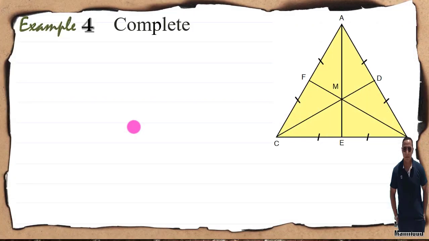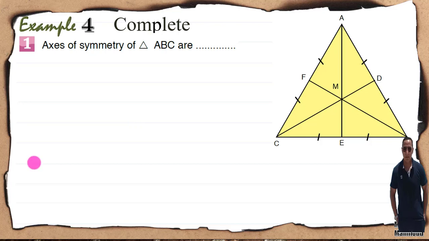Okay, another example. Here in example 4, this example is in the school book. Number 1: here we have ABC, an equilateral triangle. Here is point B, in this position. Find the axes of symmetry of triangle ABC. Because triangle ABC is equilateral, it has 3 axes of symmetry: first AE, straight line CD, and BF.